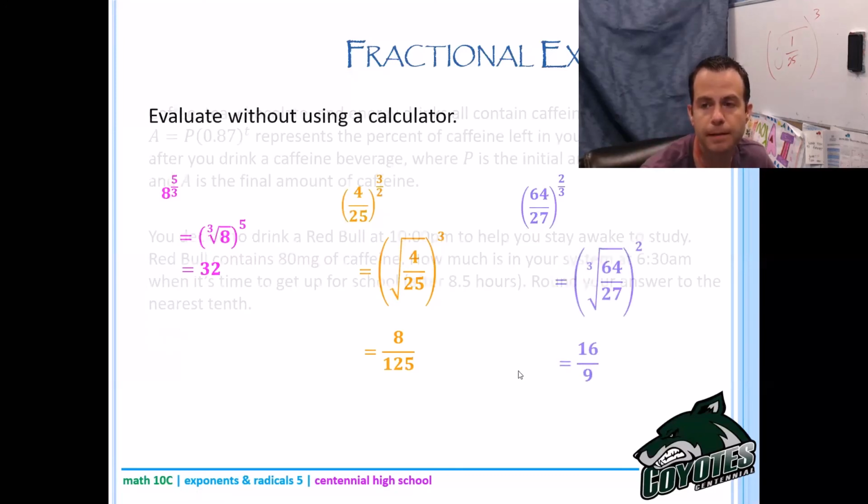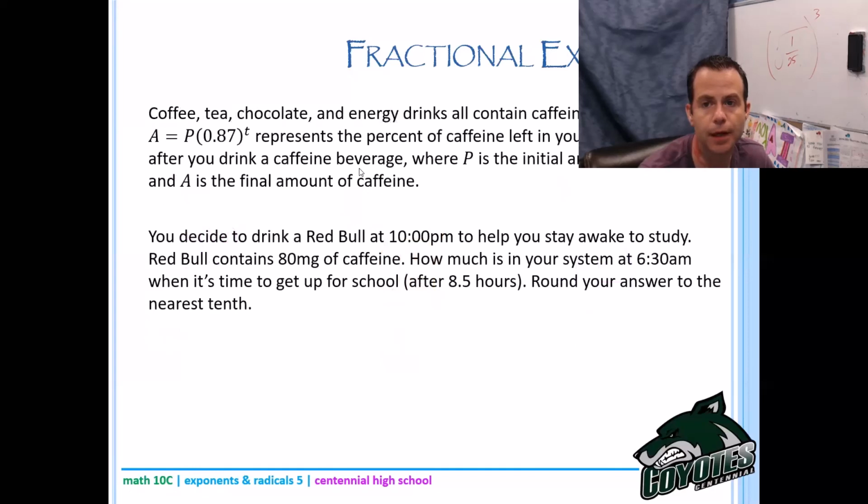Okay. We're going to end with just a little application problem, a little word problem. Coffee, tea, chocolate, and energy drinks all contain caffeine. The equation A equals P times 0.87 to the T represents the percent of caffeine left in your body T hours after you drink a caffeine beverage, where P is the initial amount of caffeine and A is the final amount of caffeine.